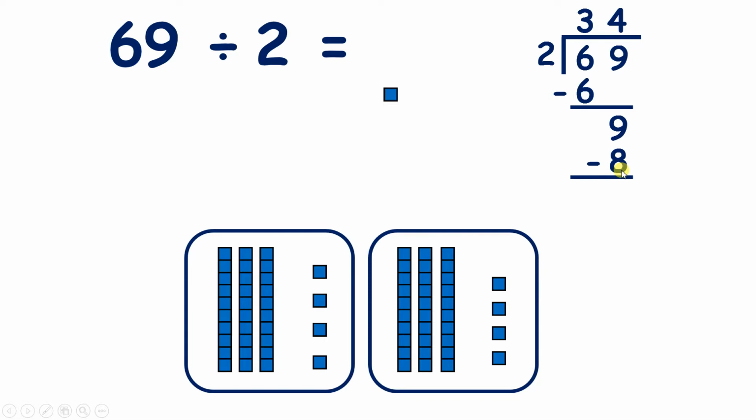Now 9 minus 8 is 1, which tells us that we have 1 remainder, which can't be shared out. So 69 divided by 2 equals 34 remainder 1.